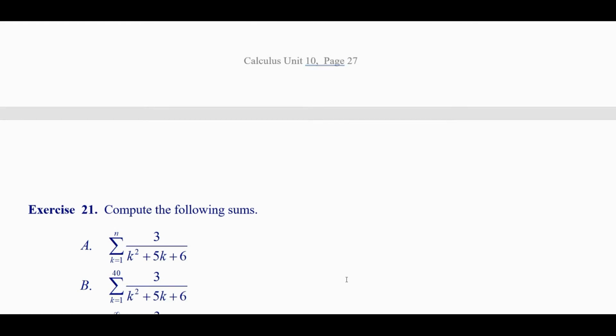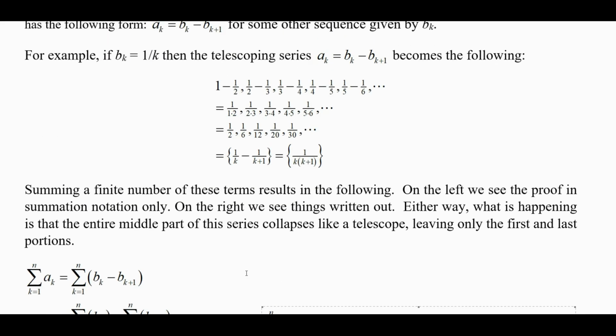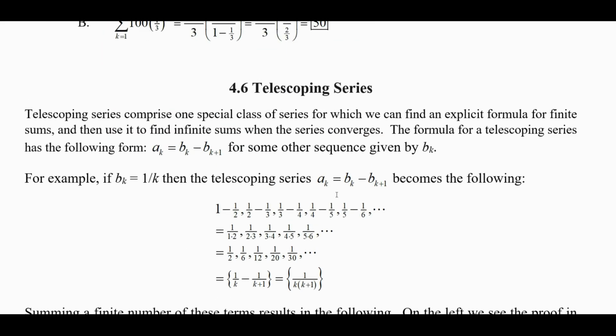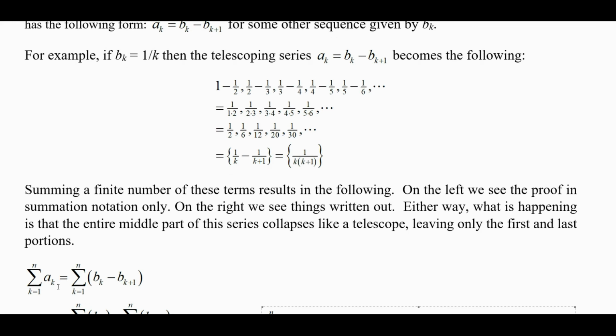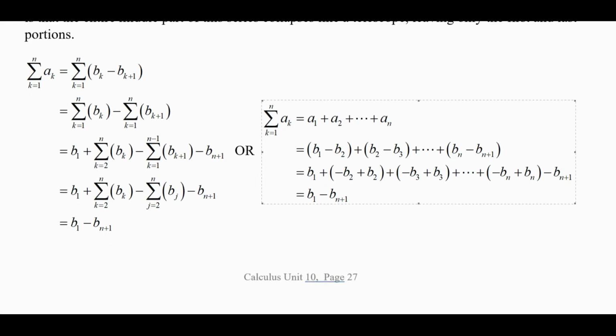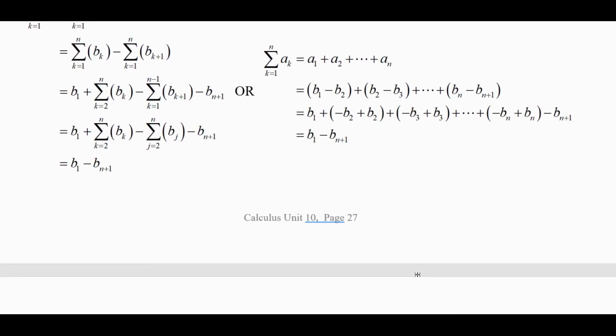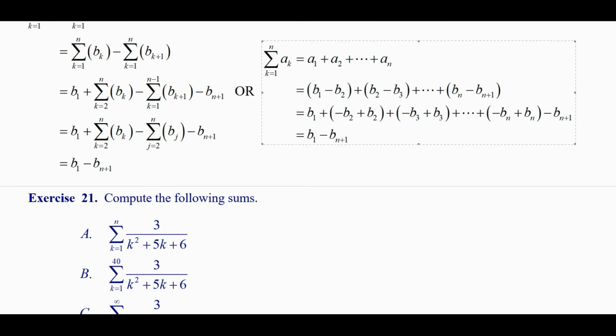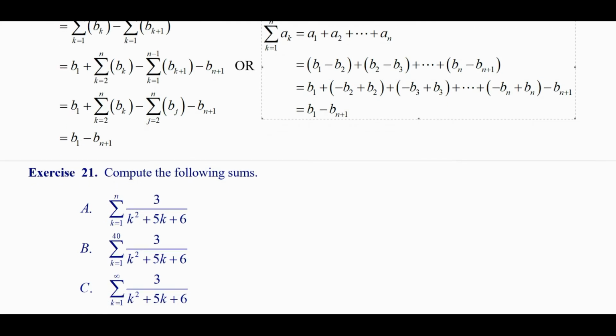So see if you can use that formula. Basically, let's review. Here's the final formula. If a sub k is b sub k minus b sub k plus 1, and you sum a sub k from 1 to n, what you end up with is b1 minus b sub n plus 1. Okay, so take that formula and let's apply it to this example down here to compute the following sums.